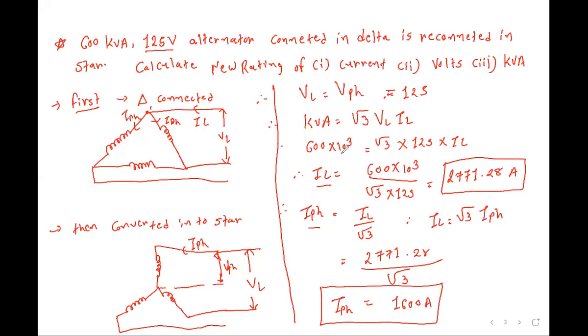Now, here I have a kVA rating and a voltage. I am finding the line current, which I get as 2771. And the relationship between line current and phase current for delta connection is IPH equal to IL by root 3. So from that I get the phase current.